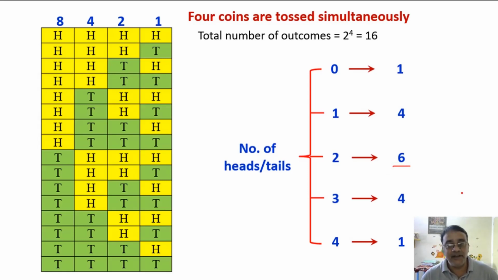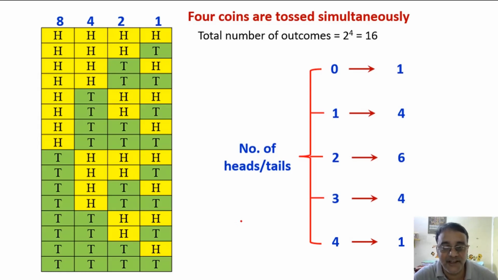What is the probability of getting all heads? 1 by 16. Okay. What is the probability of getting at least 2 heads? 11 by 16. Right. At least 2 heads means you have to take 2, 3, 4. That is 11 by 16. Fine. What is the probability of getting at most 3 heads?